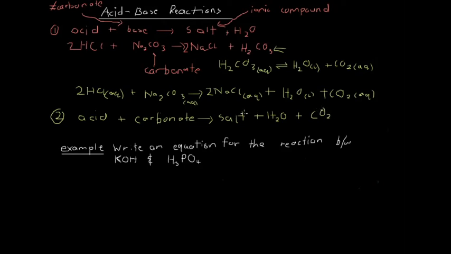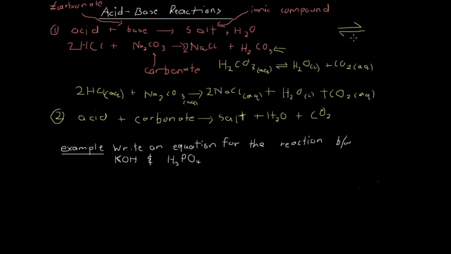Okay, so that's the difference. We've got an acid and a base, and when that base is anything but a carbonate, it's going to produce salt and water. When that base is a carbonate, it's going to produce salt and water and carbon dioxide. What's important here is that we've talked about strong acids and strong bases reacting completely, and weak acids and weak bases reacting partially, and that's where we introduced these arrows.